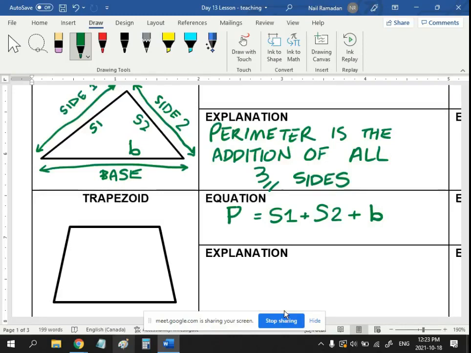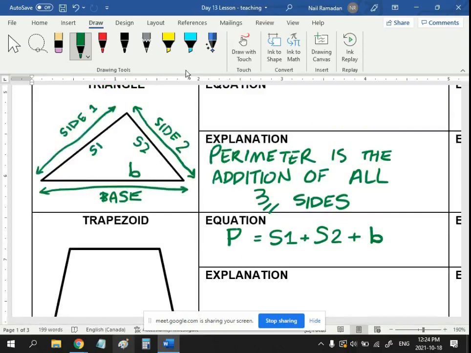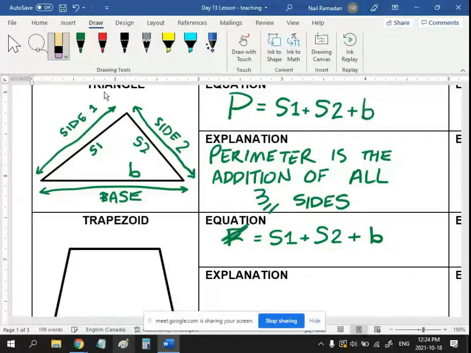I wrote something wrong. Oh, P. Sorry. Say again. Oh, my bad. Sorry, everyone. This should be up here. P, thank you. S1, thank you so much. S2, perfect. Oops. Delete, delete, delete, delete. Okay.